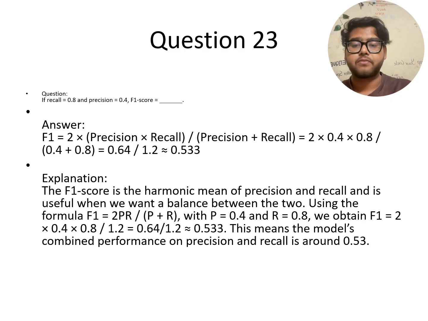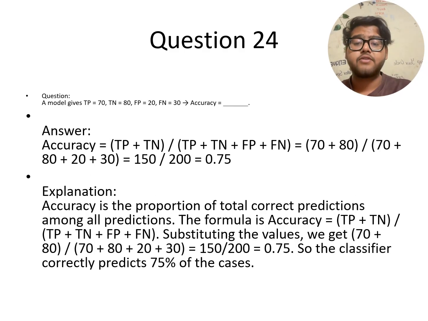A model gives TP is equal to 70, TN is equal to 80, FP is equal to 20 and FN is equal to 30. So what will be the accuracy? The formula for accuracy is TP plus TN upon TP plus TN plus FP plus FN. After the calculations, we will get the answer 0.75. Accuracy is the proportion of total correct predictions among all predictions.